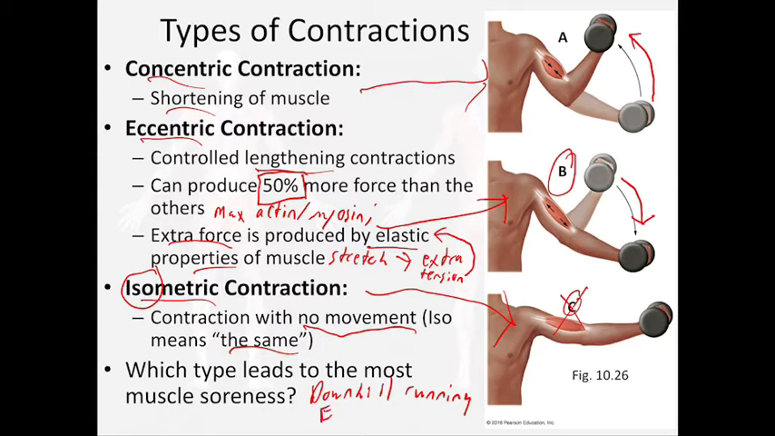Eccentric contractions create the most soreness because they put so much tension on the muscle, and there's a little bit of damage caused in the muscle. What causes that soreness is the inflammation that comes in to try to repair that damage.